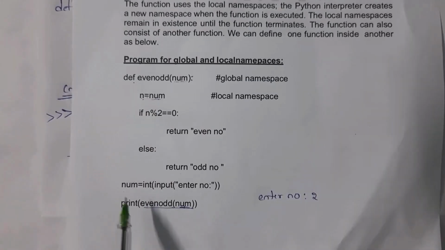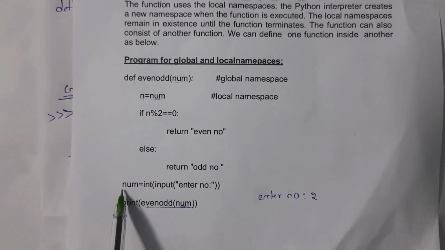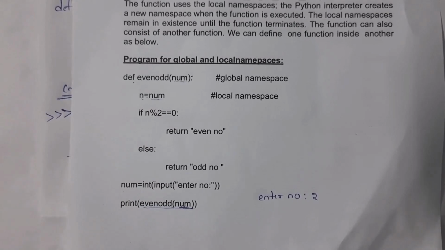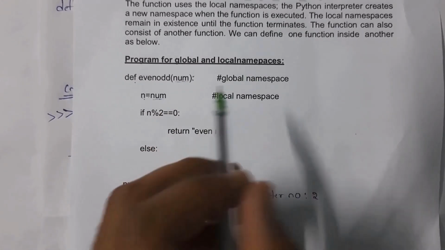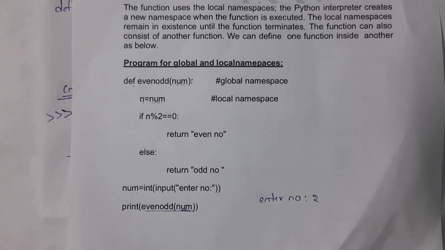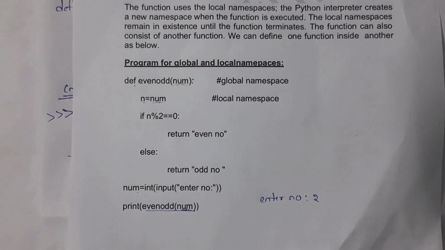Variables which are declared outside the function are known as global variables, and variables which are declared inside the function are known as local variables. This num is declared outside, so we call this num global namespace. Now I changed this variable name num to n. Now we call this n local namespace.